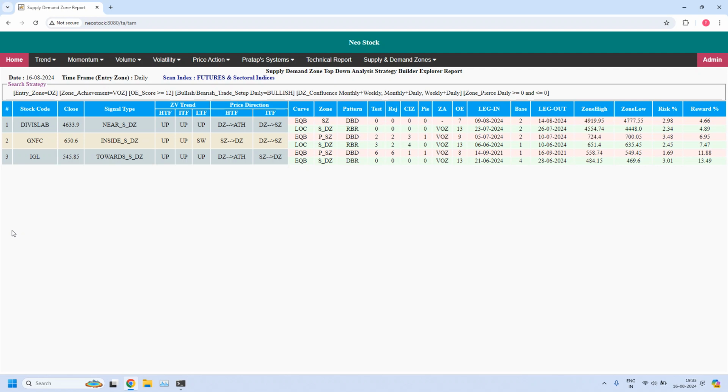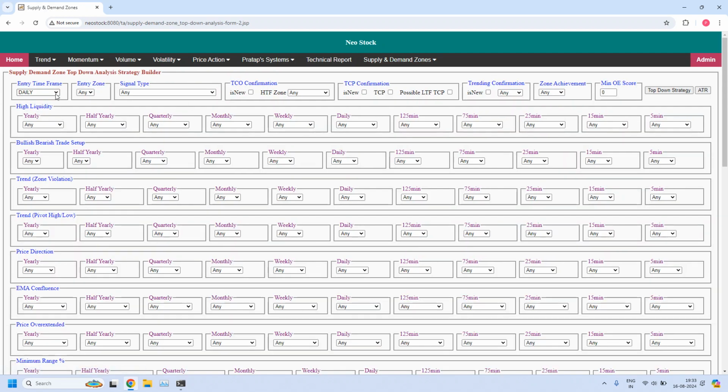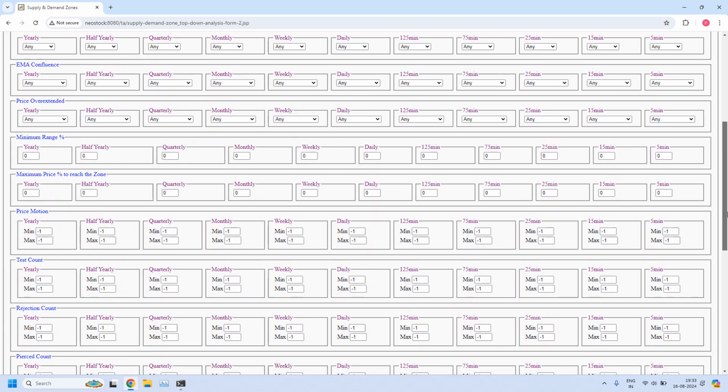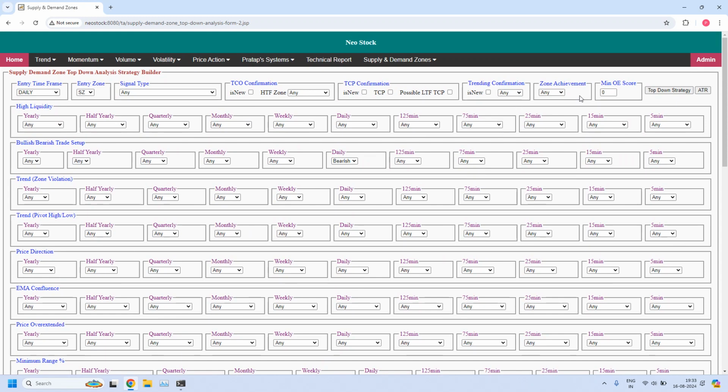Okay, the next is bearish trade setup for monthly income trade, that is entry time frame is daily, entry zone is supply zone. In bullish or bearish trade setup at daily time frame I am selecting bearish, and the daily supply zone should not be pierced. So in the pierced count in daily time frame, minimum value I am setting 0, maximum value I am setting 0. Zone achievement should be violated opposing zone, minimum odd enhancer score is 12, and all the three filters are applied to daily supply zone. Now let's filter the stocks.